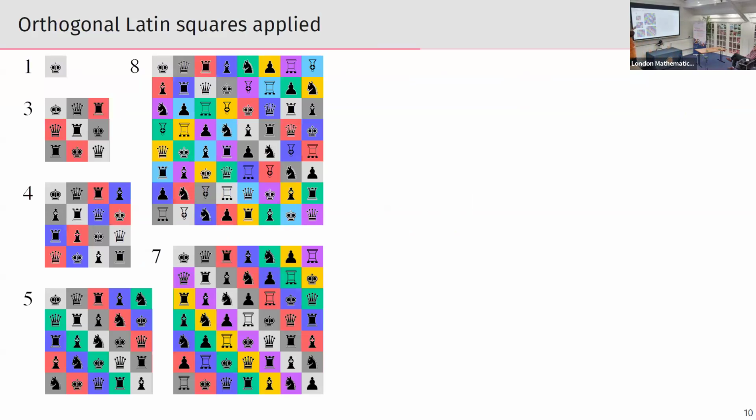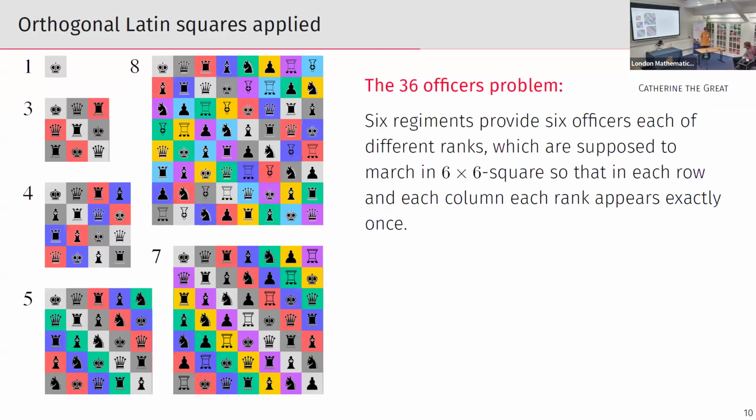Here are some other examples for higher numbers, and one thing that you see is missing here is 6, and that's exactly what is, by folklore, attributed to Catherine the Great. Folklore says that she wanted to have from her army, from 6 regiments, each provide 6 officers of different rank, and she wanted them to march in front of the windows in a 6 by 6 square, so that in each row and each column, each rank and also each regiment should appear exactly once.